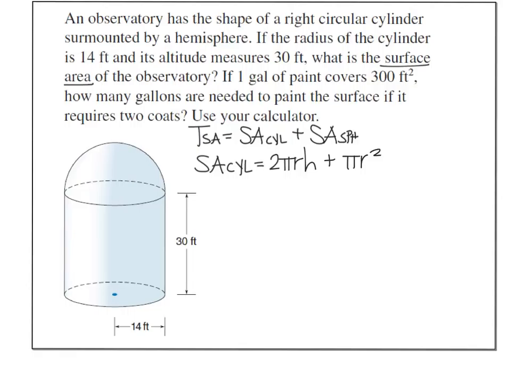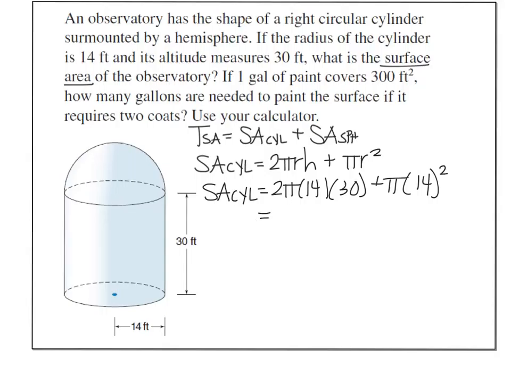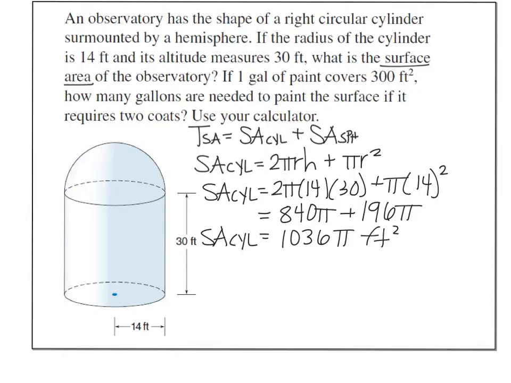Remember that top base is not included. So when I plug all that stuff in, surface area of my cylinder, I get 2 pi times 14 times 30 plus pi times 14 squared. So I end up getting this to be 840 pi plus 196 pi. So the surface area of my cylinder is 1036 pi feet squared. Again, we're dealing with surface area, so we're squared.